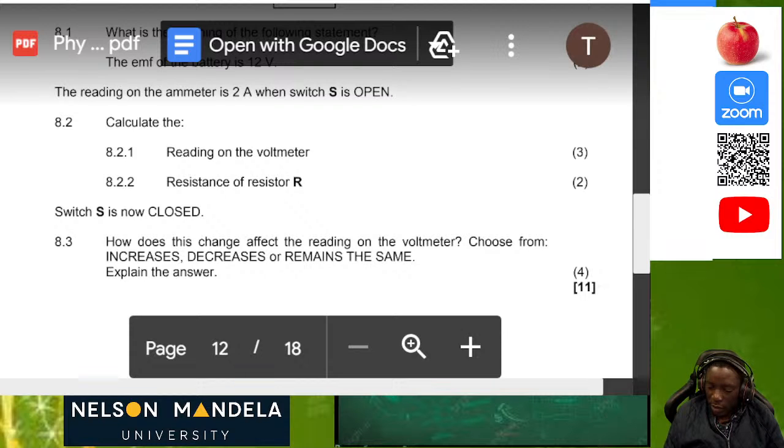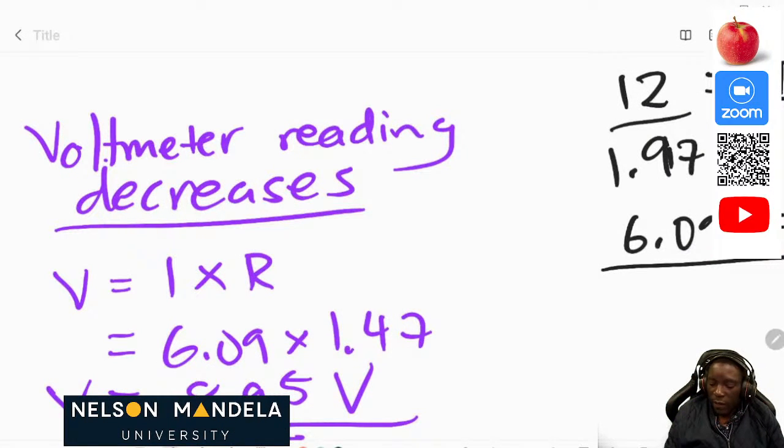Did we say increase? What did we get? We got 8.95. It's actually decreases. Sorry. This is decreases because initially the voltmeter reading was 11 volts. So that voltmeter reading decreases from 11 volts to 8.95 volts. So we say the voltmeter reading decreases. It decreases, from 11 to 8.95.